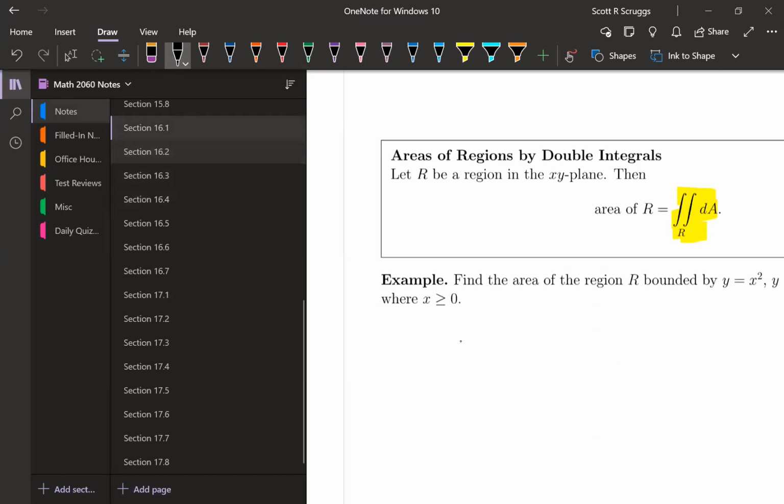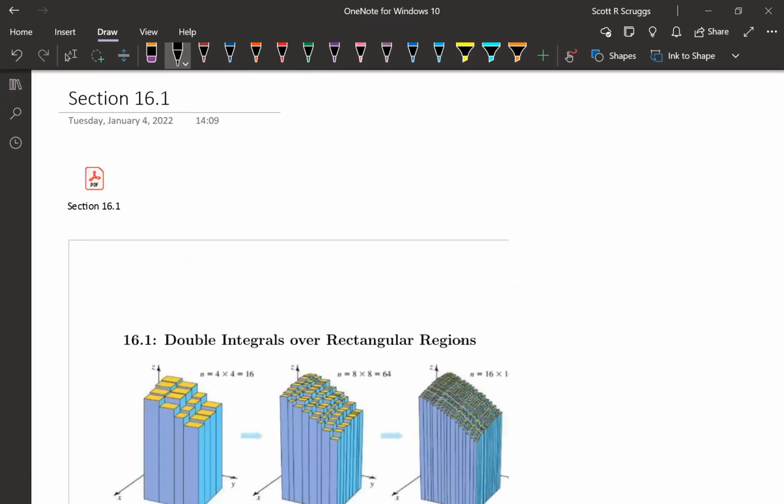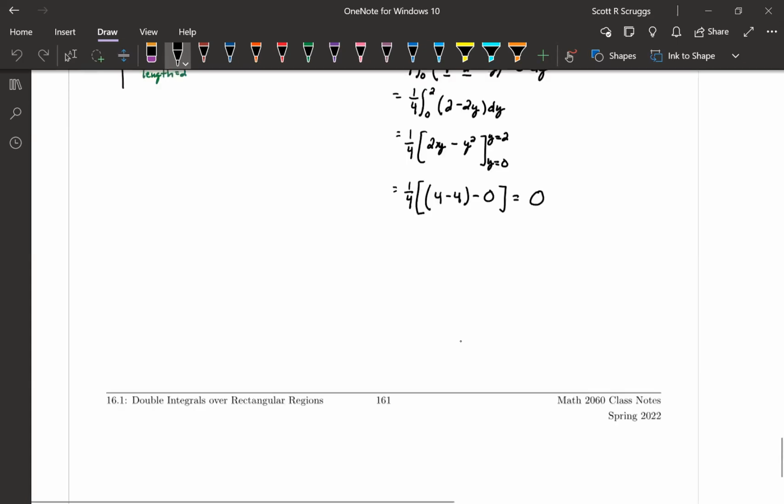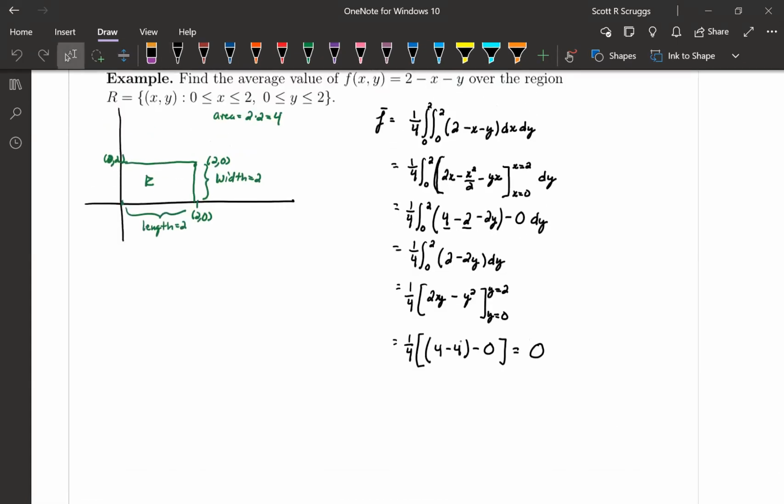To illustrate this, we could have done that with the last example in 16.1 if we wanted to. I will go ahead and elaborate that now. So recall from yesterday's class that for the area of the region, because it was rectangular, we were able to get that the area was 4. If I were to use that formula now, I will also get 4. So let's illustrate that now.